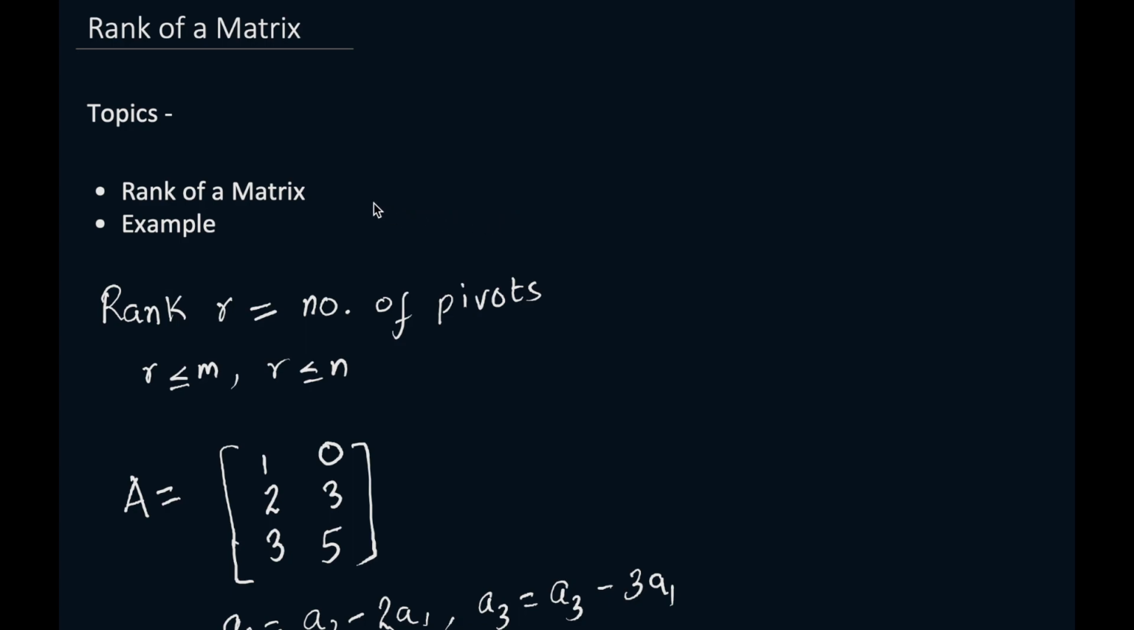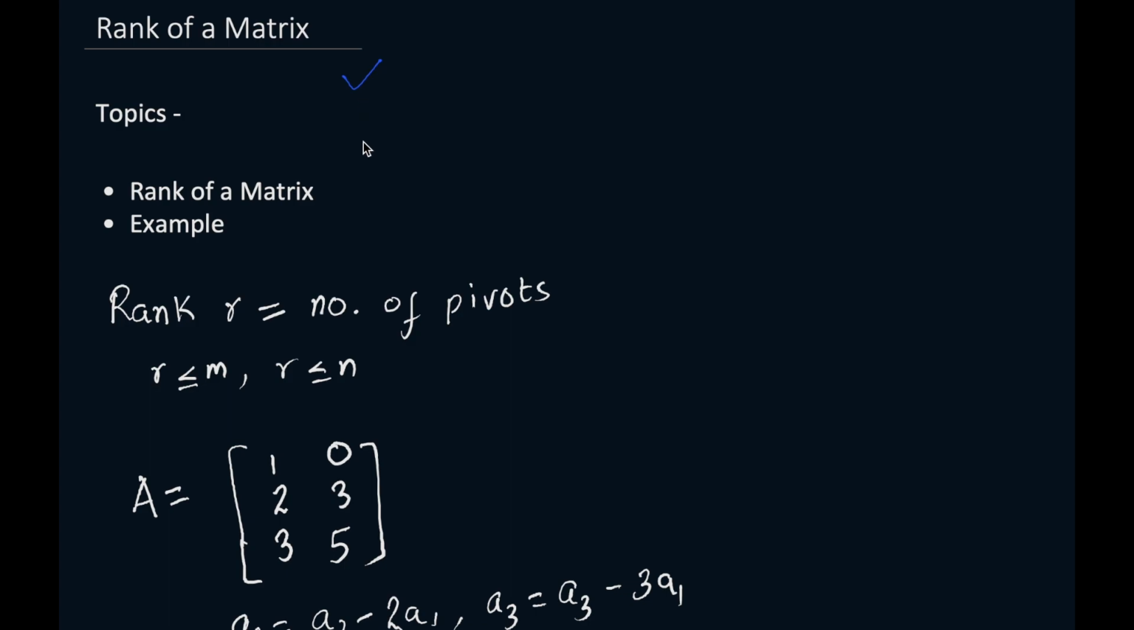In this lecture, we will study what the rank of a matrix is. Our topics for study are: first, the rank of a matrix, and second, examples of the rank of a matrix. In our previous lecture we studied pivots. So rank R is nothing but the number of pivots present in the matrix. If a matrix is m cross n, then R will be less than or equal to m, or less than or equal to n, whichever is smaller.